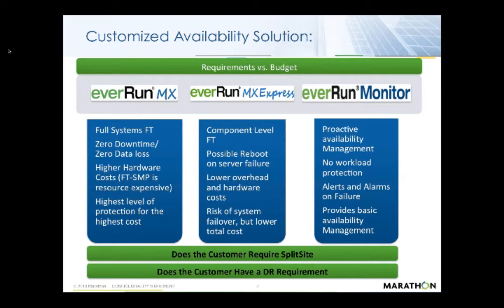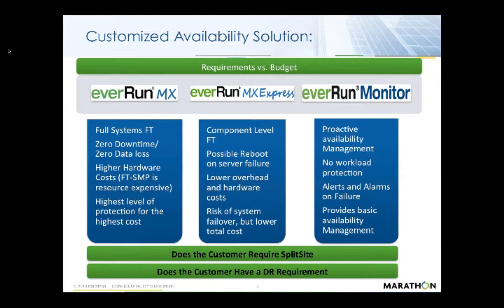However, if the customer does not have the budget for the servers that are associated with running FTSMP and they're looking for a redundant solution that is more in line with the budget that they do have available, now we're looking at something like an MX Express. And obviously there will be a trade-off there in terms of the scenarios around potential failure for the solution with a lower total cost of ownership.